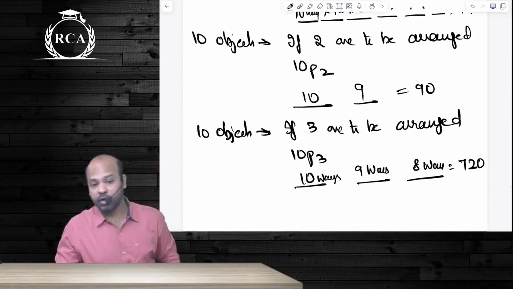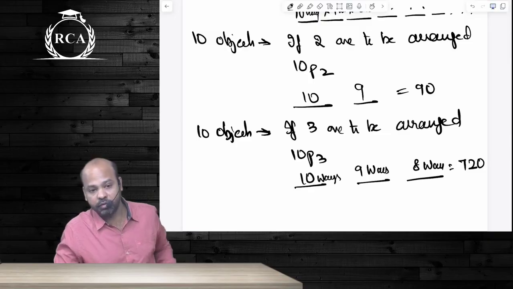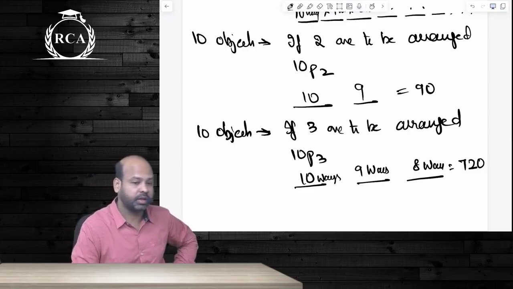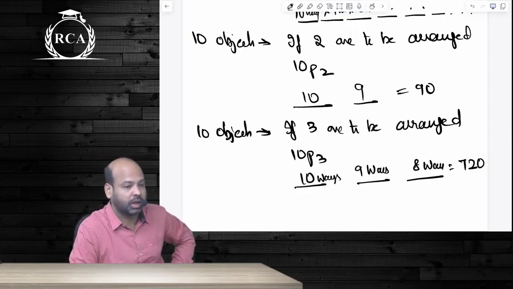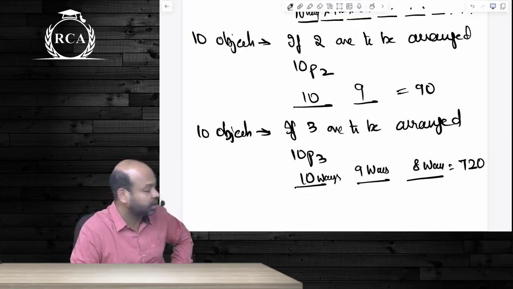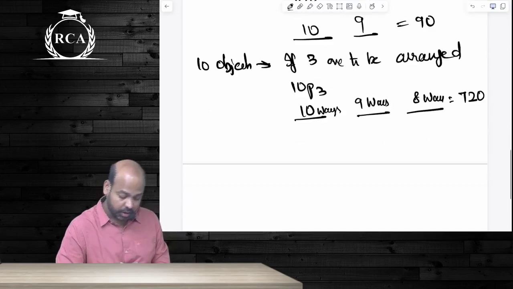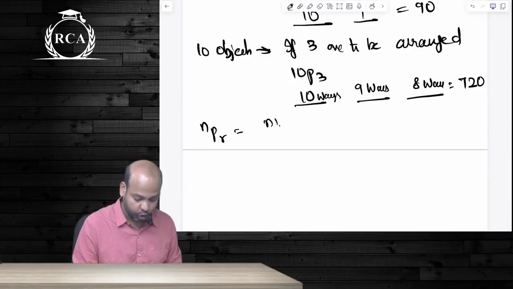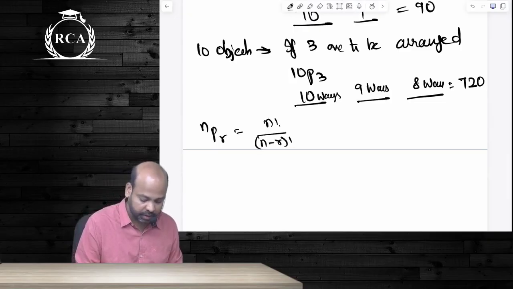Out of 10, if your objective is to select and arrange all 10 of them, the answer will be 10 factorial. Out of 10, if your objective is to select and arrange 2, the answer will be 10p2. If you're selecting and arranging 3, the answer would be 10p3. What is the formula for nPr? It is n factorial divided by n minus r factorial.